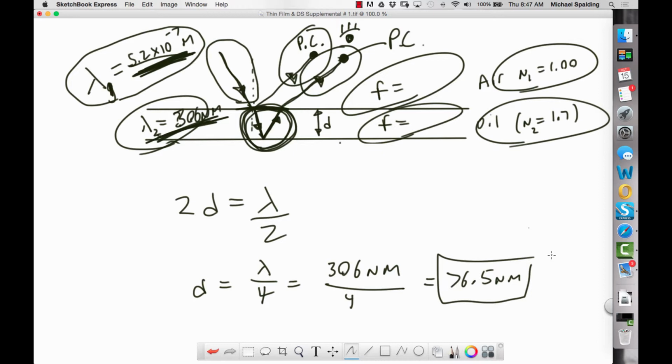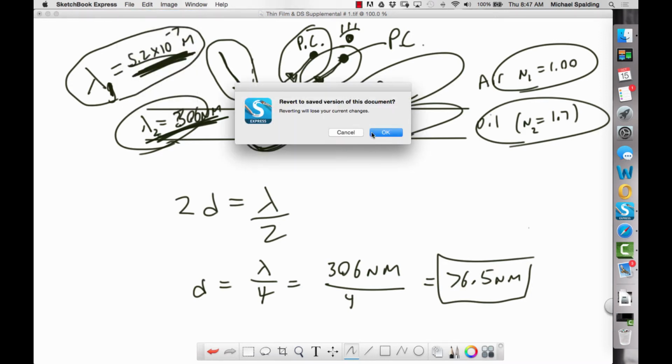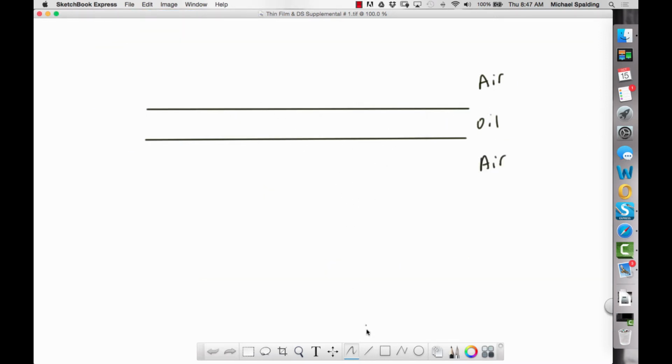Now, D. Recalculate part C for a situation where the oil is on top of diamond. Oh, man. Okay, so here, now instead of this being air, the oil is now on top of diamond. So how is this going to change everything? It's going to be a phase change. So the ray comes in like this.